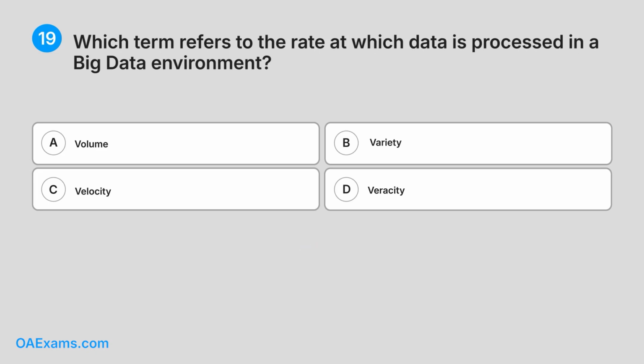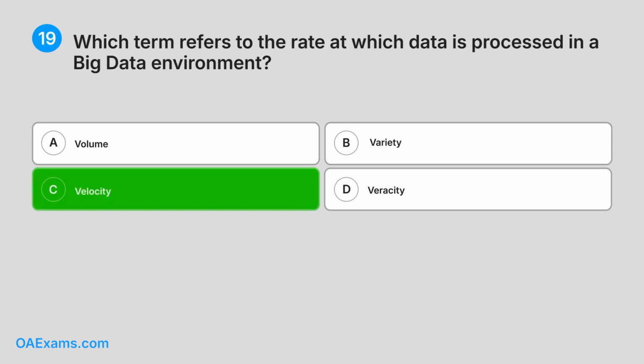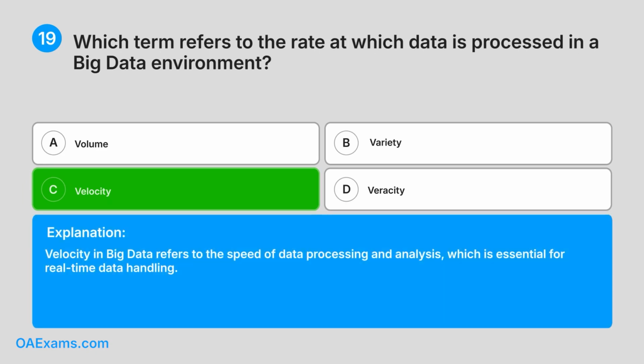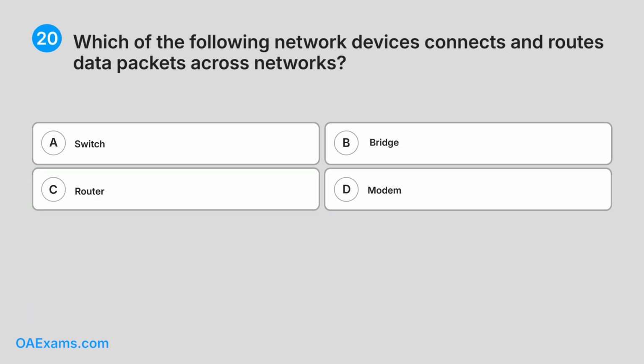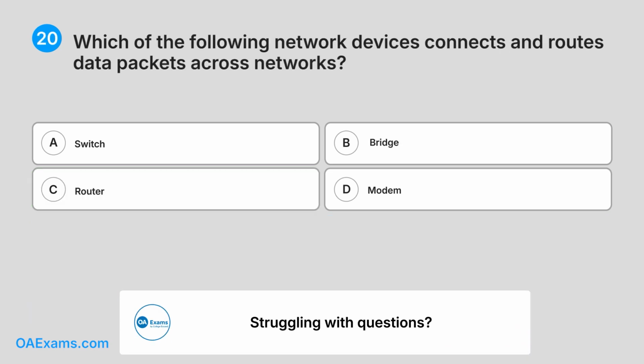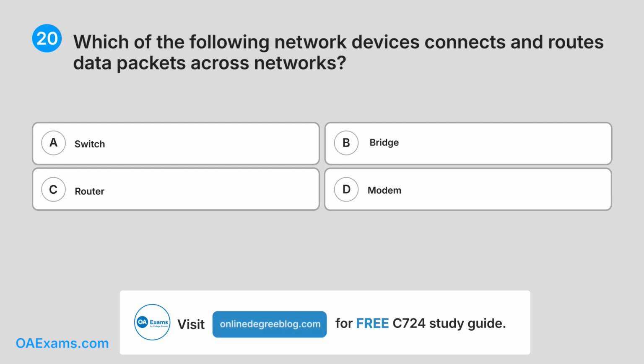Correct answer, C. Velocity. Explanation. Velocity in big data refers to the speed of data processing and analysis, which is essential for real-time data handling.